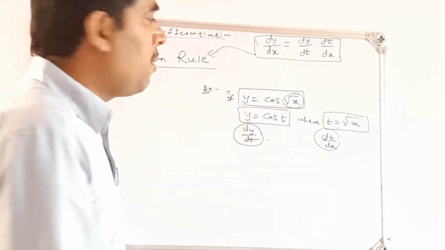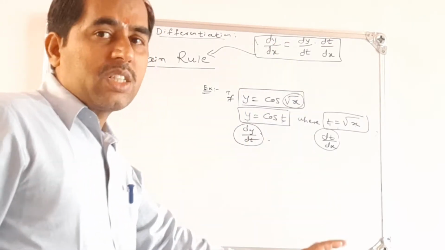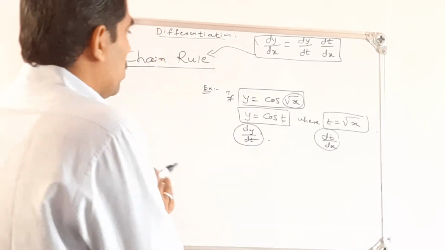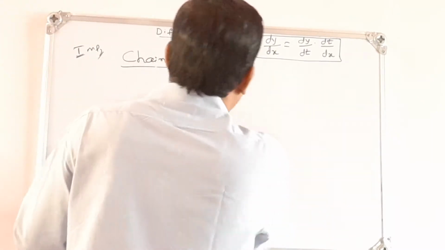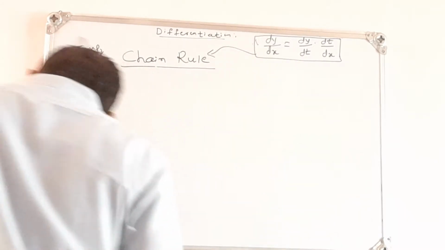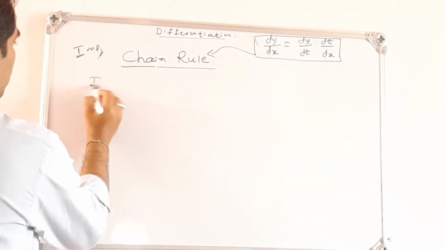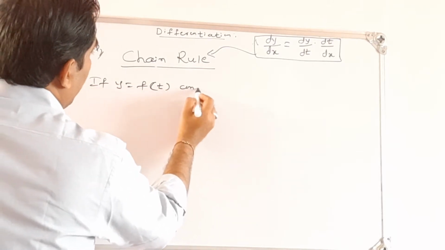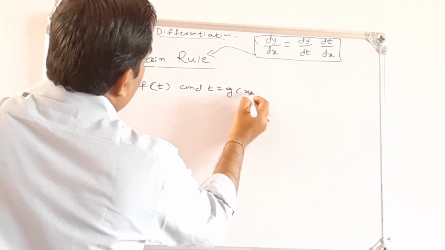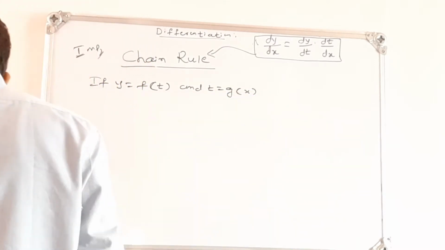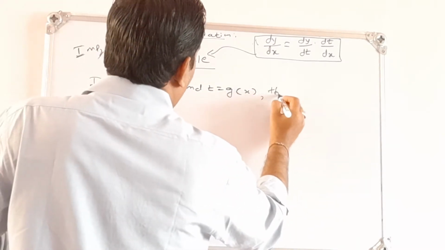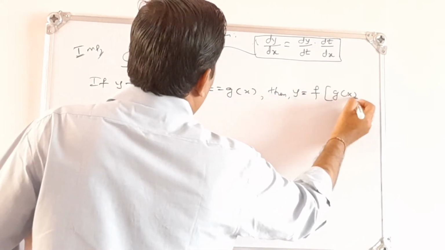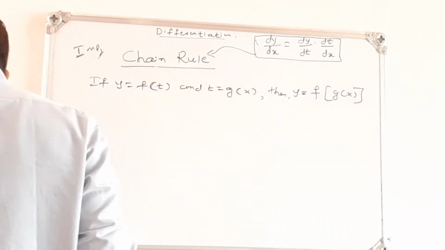So we go on continuing this. It depends upon the function which is defined, a composite function. So in this way we can define the chain rule. The definition of the chain rule is: if y is a function of t, and t is a function of x, as I told earlier, then y is a function of a function g of x. This is a composite function.